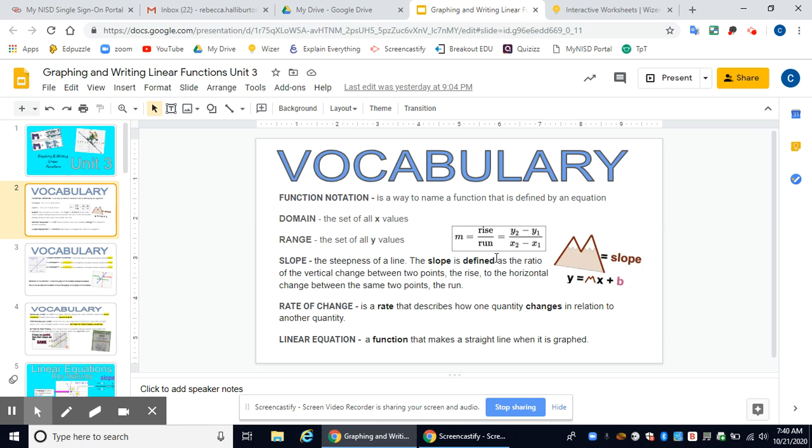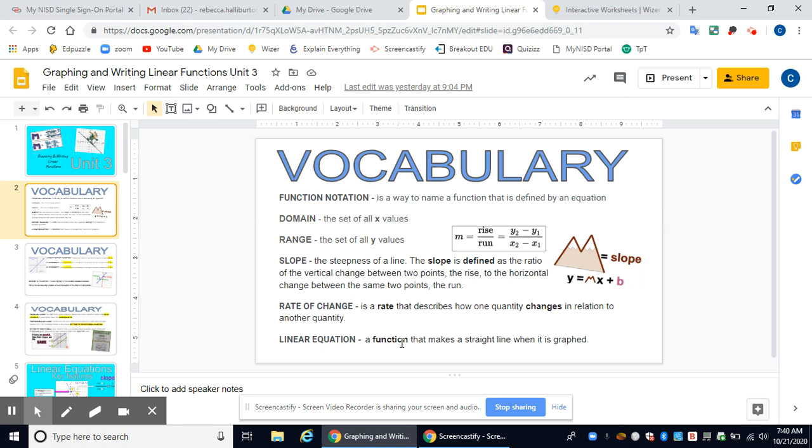The slope is defined as a ratio of the vertical change between 2 points. So I'm sure you've heard this, rise over the run. So you start at one point and you're literally seeing how it changes from one point to the other. Okay, so we're going to start to review that again. The rate of change is a rate that describes how one quantity changes in relation to another quantity. That relates to more when you get into your word problems.